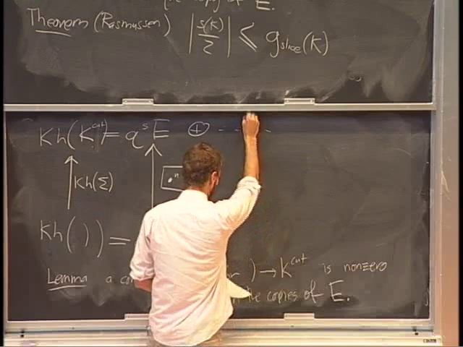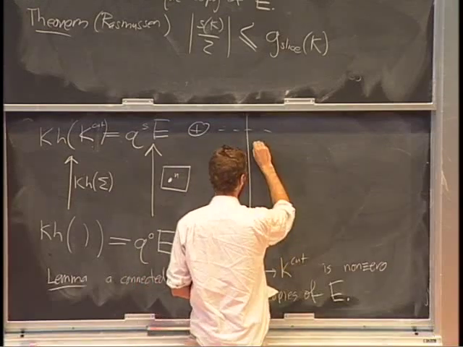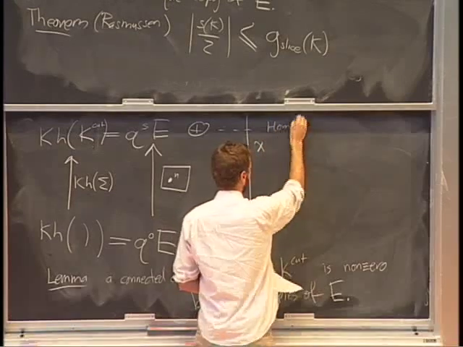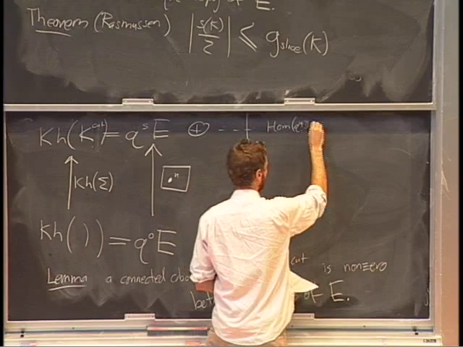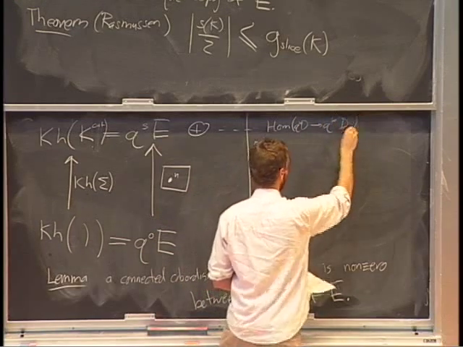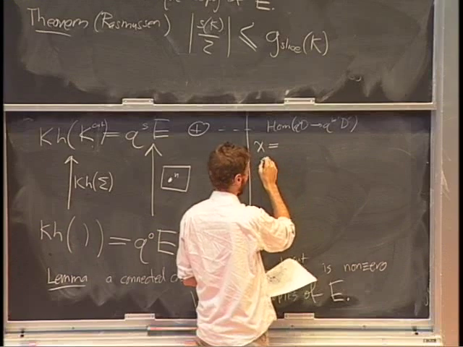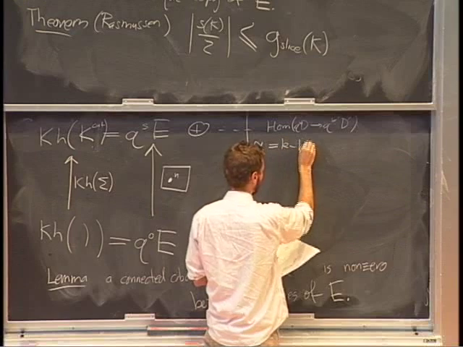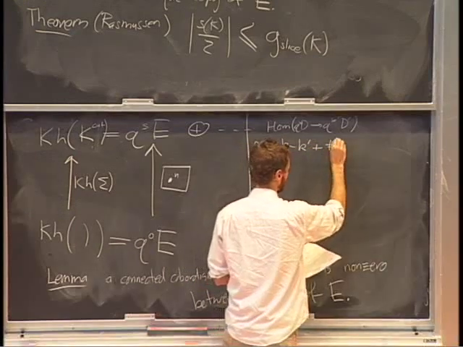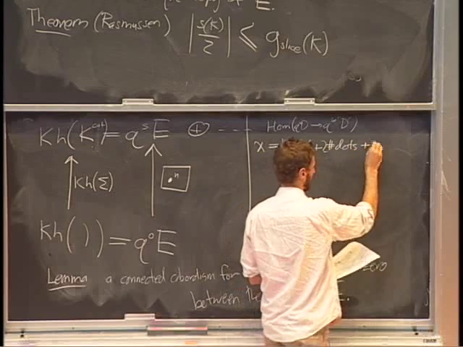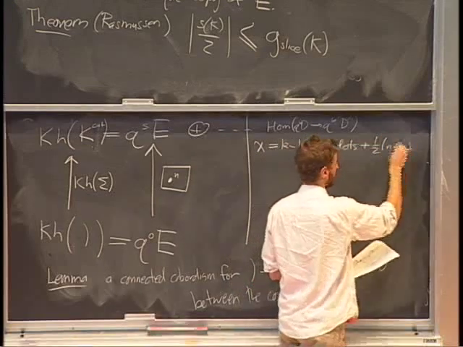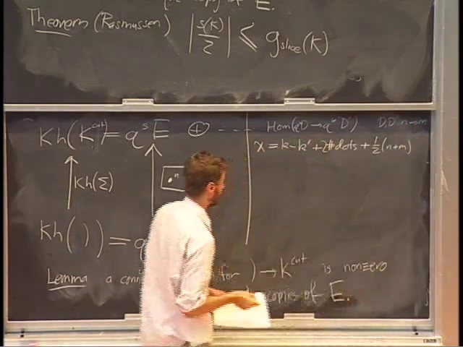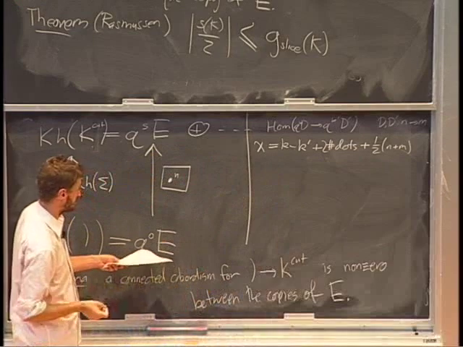And so maybe I should just try and recall that. To be in a hom from q to the k d to q to the k prime d prime, the condition is that you need to have the Euler characteristic equals k minus k prime plus twice the number of dots plus half n plus m, where d and d prime are both diagrams with endpoints at the bottom and endpoints at the top. So let's just look at that formula here.